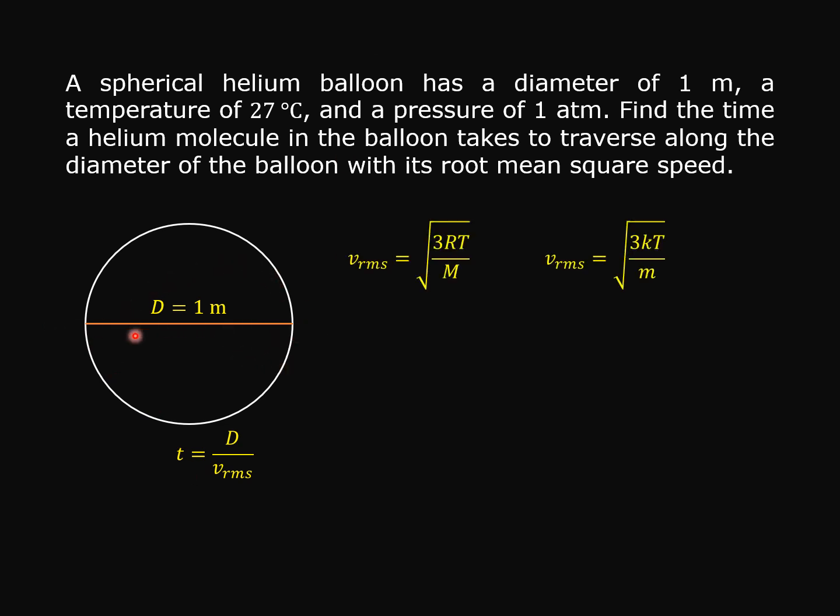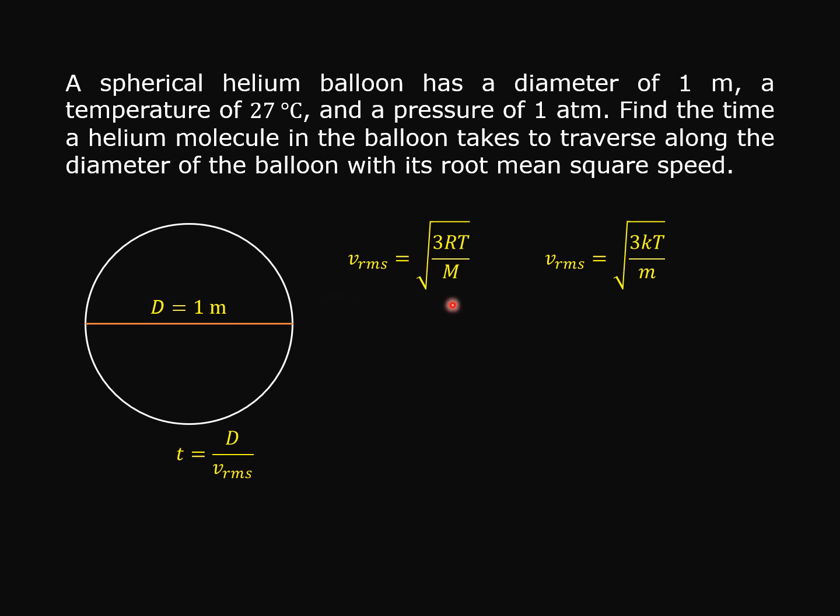Since we already know the value of the diameter, to find T, we need to first find out the VRMS of the helium molecule in the balloon. We have two formulas to use to find the VRMS. One is in terms of capital M, the molar mass, and one is in terms of the small m, which is the mass of one single molecule of helium.